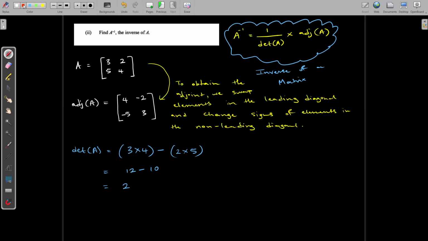So we have the determinant and we have the adjoint. Remember, this question is only worth 2 marks. So we can say that A inverse is equal to 1 over the determinant times the adjoint. 4, negative 2, negative 5, and 3. So that's the inverse of matrix A.